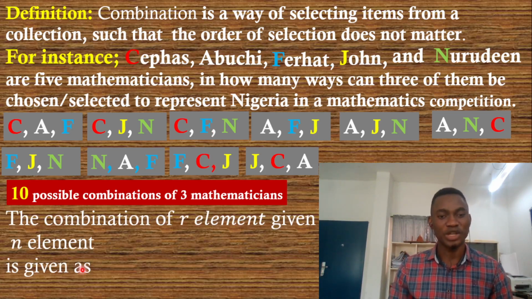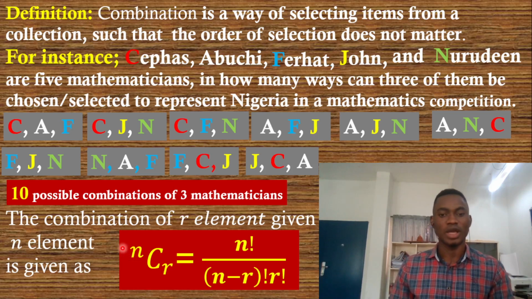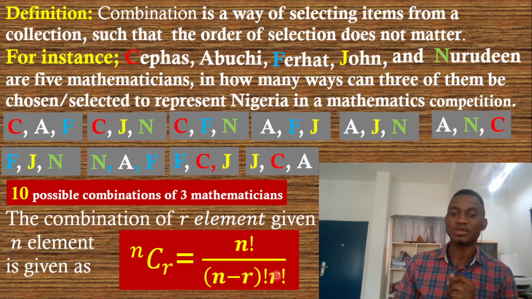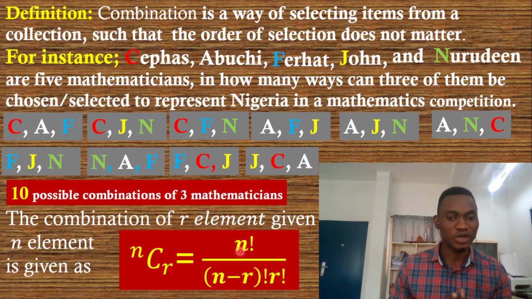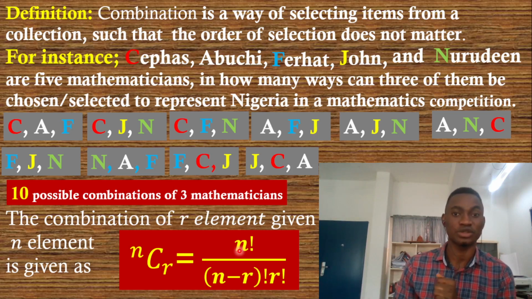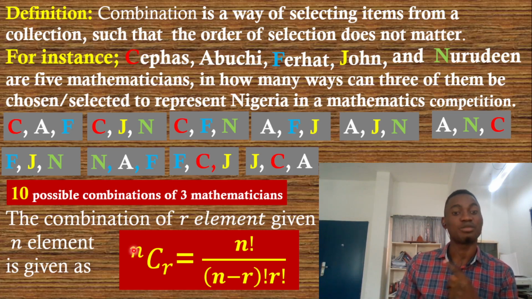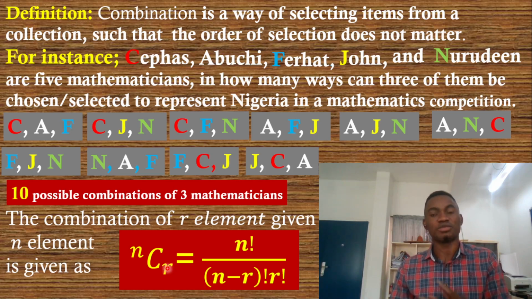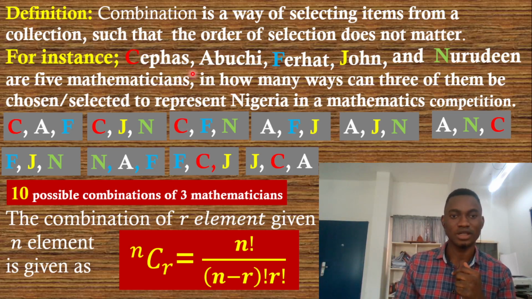I have it here. The combination of R element given N element is given as what? N combination R is equal to N factorial upon (N minus R) all in bracket factorial times R factorial. With this formula, we can solve problems on combinations easily without any stress. Okay, the N is the total number of items, okay, or the sample space, while the R is just a sample, is what we are choosing from the whole. Okay, like in this case, our R is 3, then our N is what? 5.